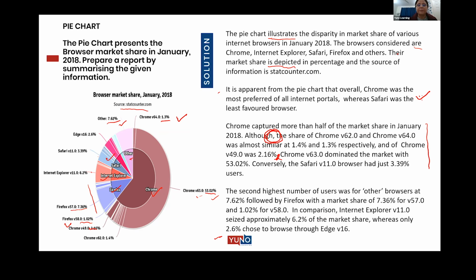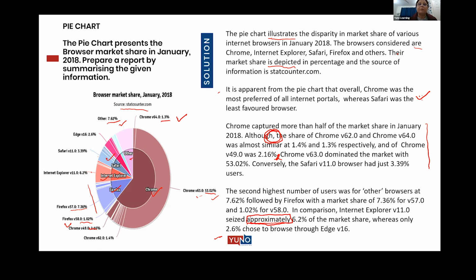In comparison, Internet Explorer version 11.0 seized. So use a different word now. Some places had, some places captured. Here we can use the word seized. Seized approximately. Now you may write the word approximately, but it is 6.2%. So now this word can also be left. When you have the exact information, there's no need to use approximately.